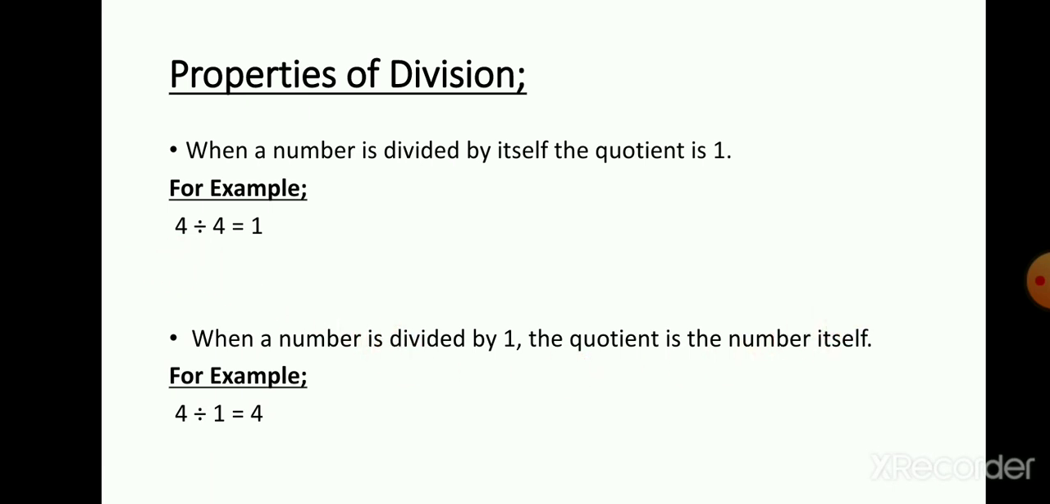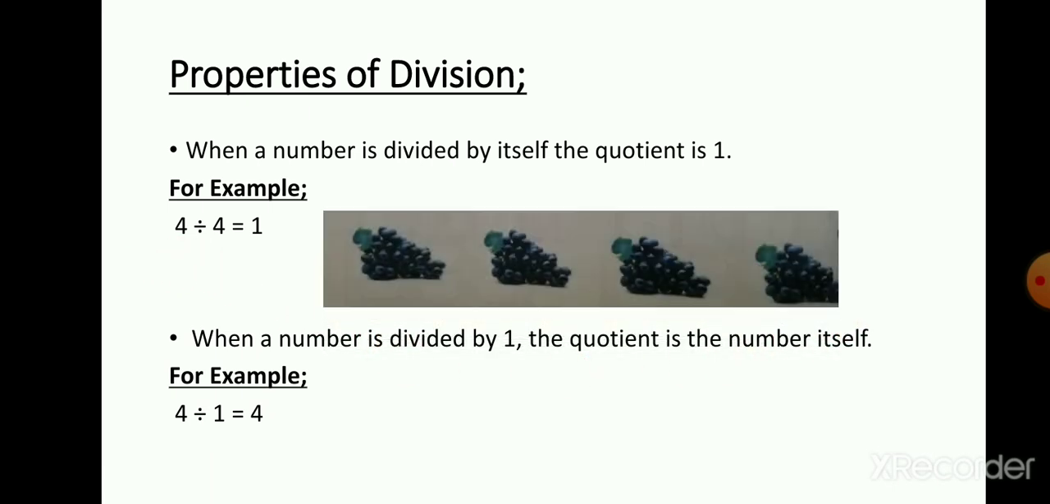Now we'll look at an example. If you have 4 bunches of grapes, and you have to distribute these 4 bunches of grapes among 4 people, how do you divide it? You'll divide these 4 bunches among 4 people by giving them 1 each. So that is why we write here 1. If you have 4 bunches of grapes and you have to divide them among 4 people, each person will get 1 bunch of grapes.